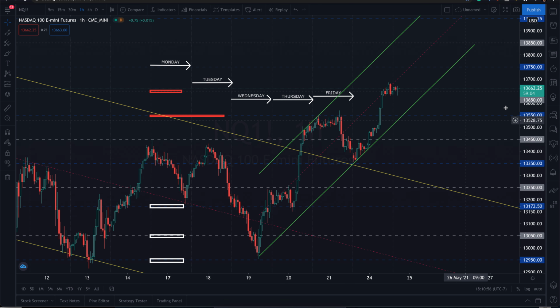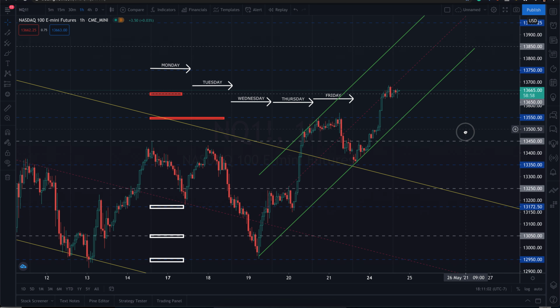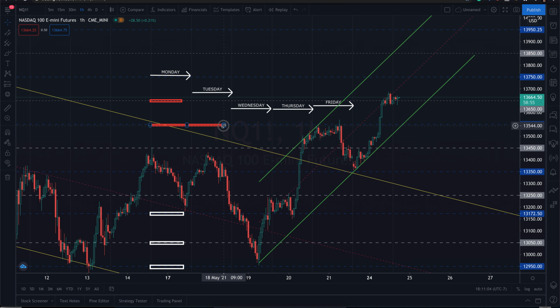Now that that has been said, let's check out what we can expect and what levels are going to be on my radar for tomorrow's session.